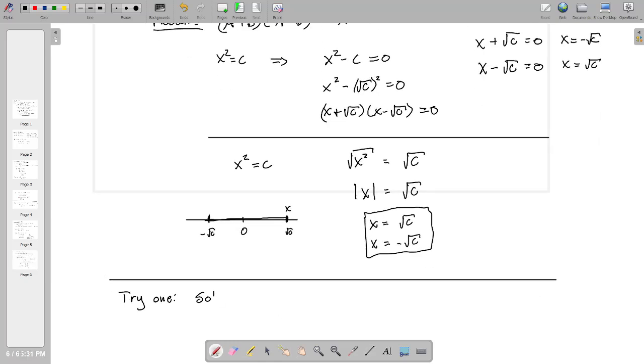Try one. Solve the equation (x - 3) squared equals 4.